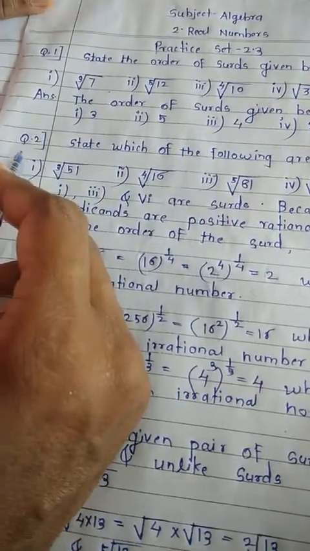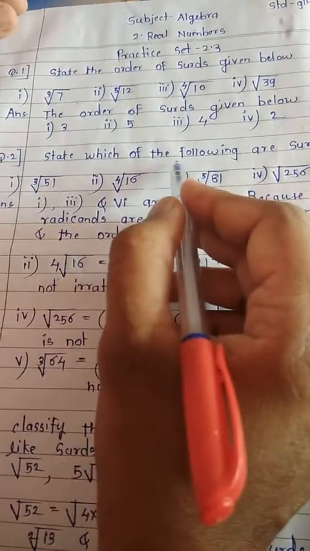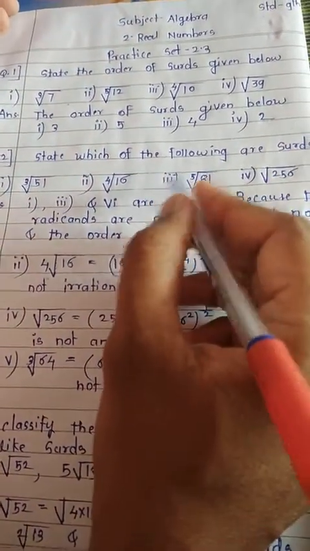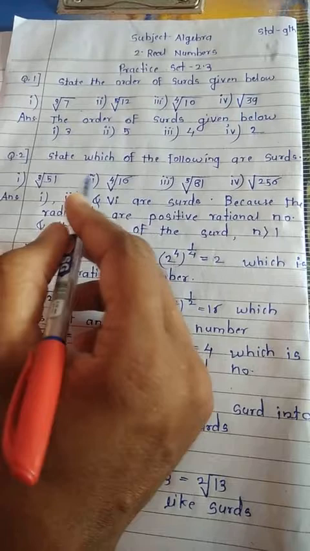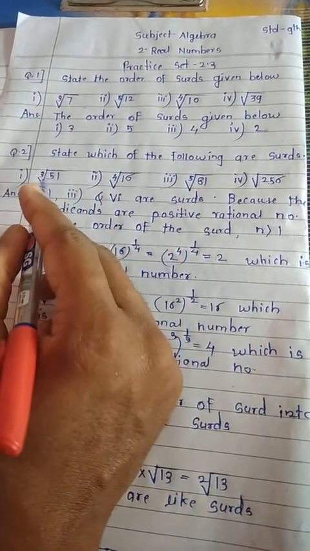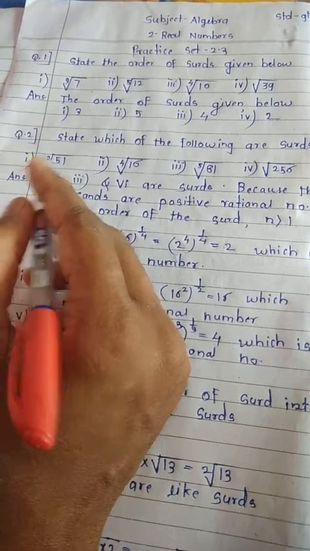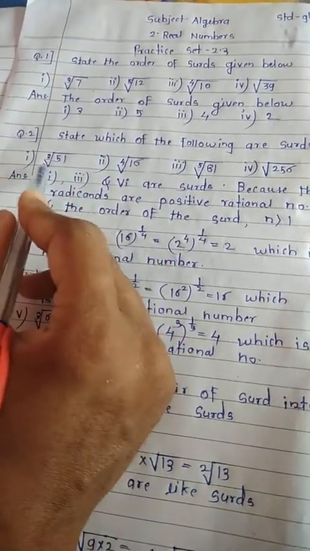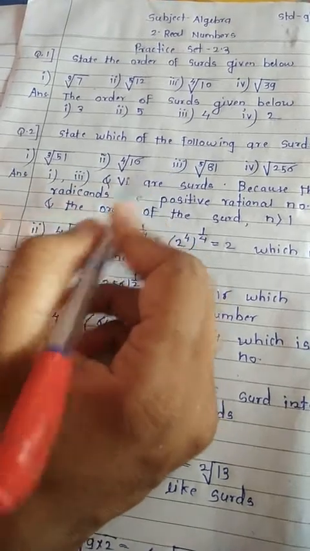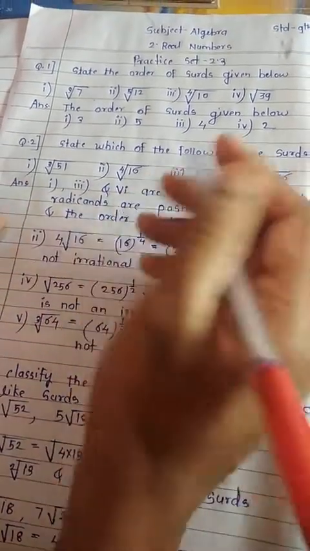Question number two. State which of the following are surds. Some of the surds are given. We just have to simplify them and find which are surds or not. So here, students, the first, third and sixth examples are surds.